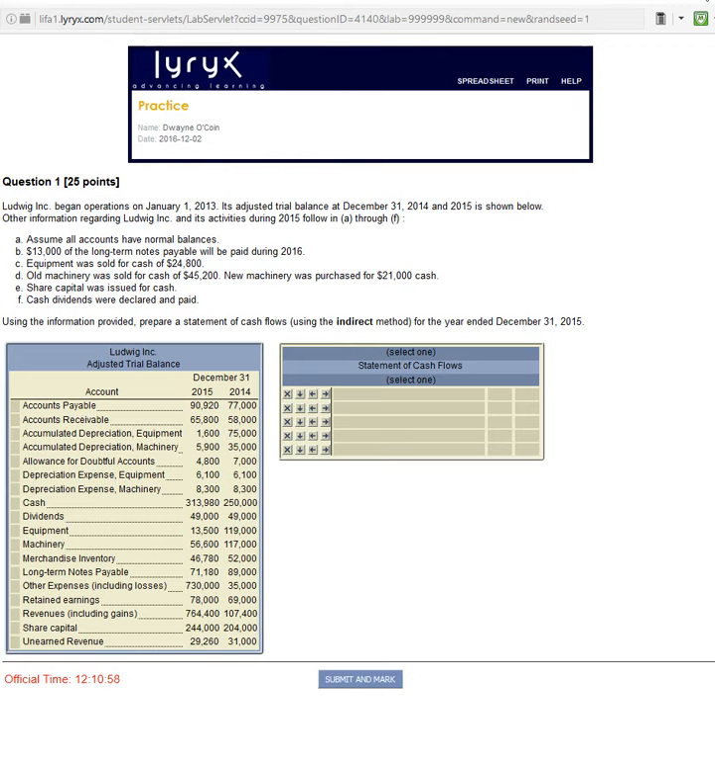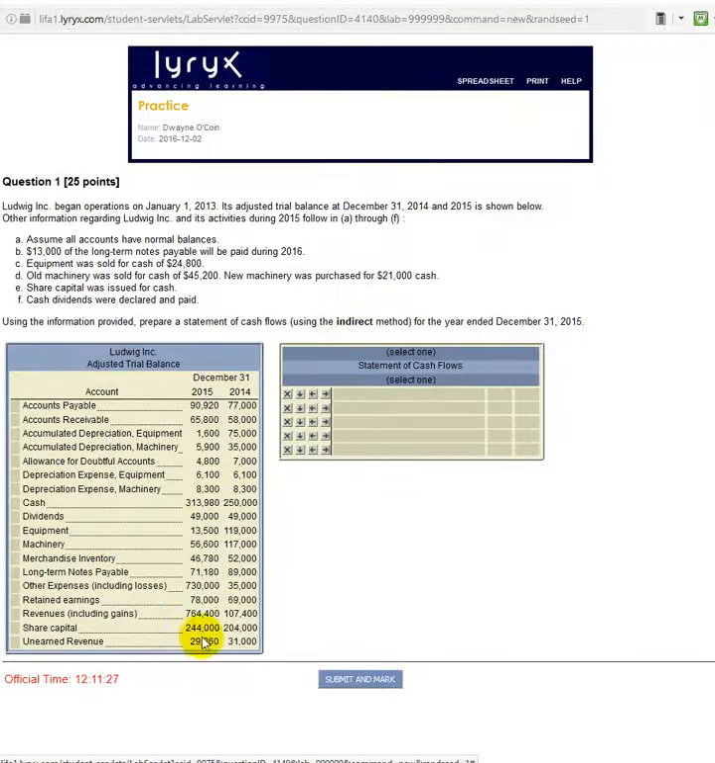Welcome. This is Lab 11.3. The bonus question only shows 25 points, but there's a lot of work involved, so I'm giving you essentially double the points for this one. So it has double the weight of the other questions in this week's lab, or in this chapter's lab. So here we are producing a statement of cash flows from an adjusted trial balance.